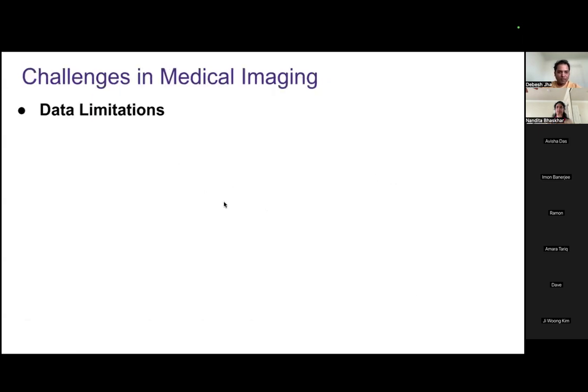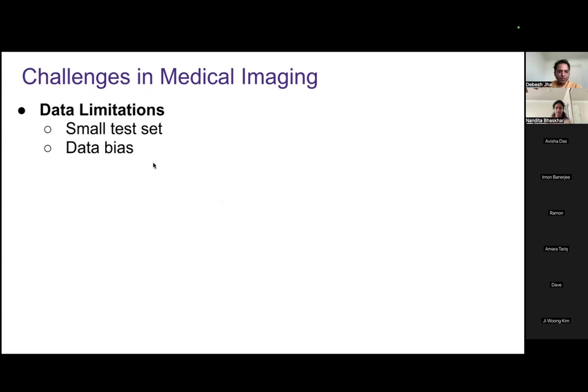However, there are certain challenges in the medical imaging that I would like to discuss. Because mostly today I'm going to discuss about medical imaging, for example, medical data collection and so on, and algorithm. So, one of the main challenges is small test data.